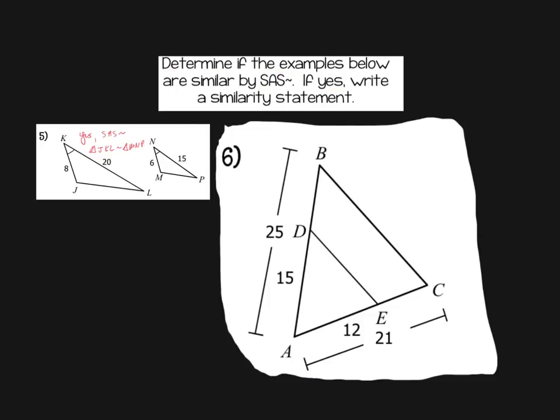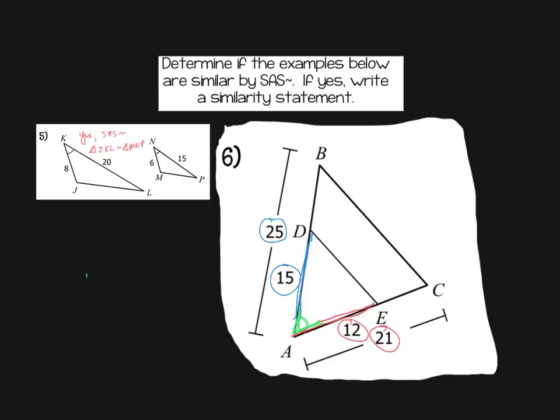Onward and upward to number 6. So I see that this side here is worth 12, and this side over here is worth 15. And the big side here is worth 25, and the big side down here is worth 21. Obviously, these two triangles share a common angle here. That is the included angle. It's going to be congruent to itself, so it's worth investigating if they are in proportion.